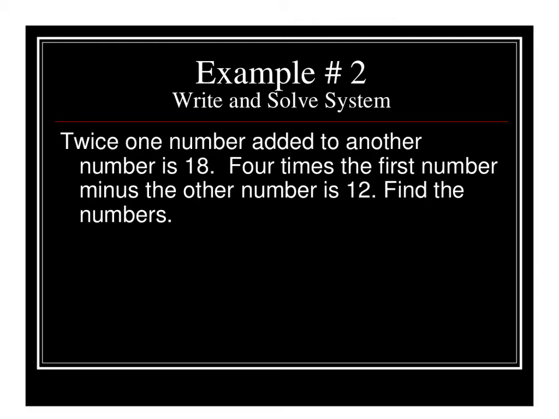Twice one number added to another number is 18. 4 times the first number minus the other number is 12. Find the numbers. All right, then I'm going to read through it a second time.